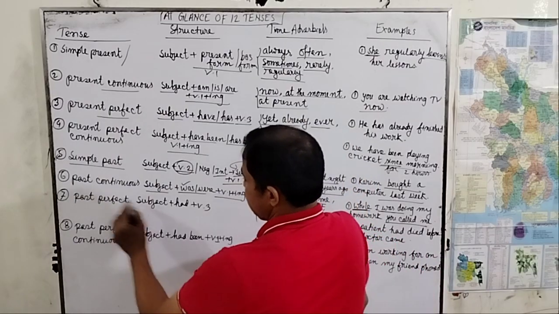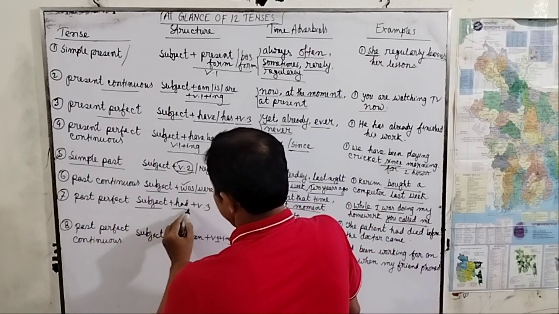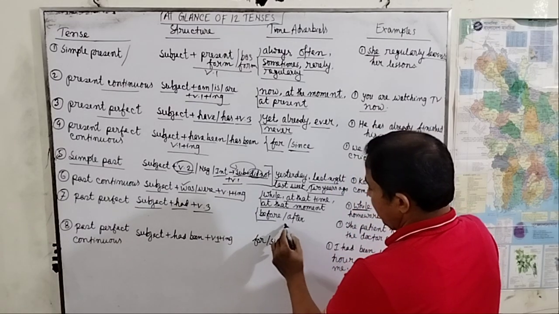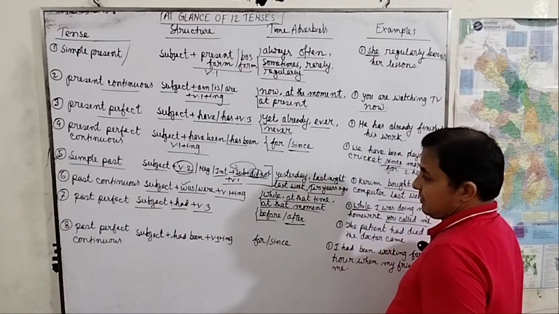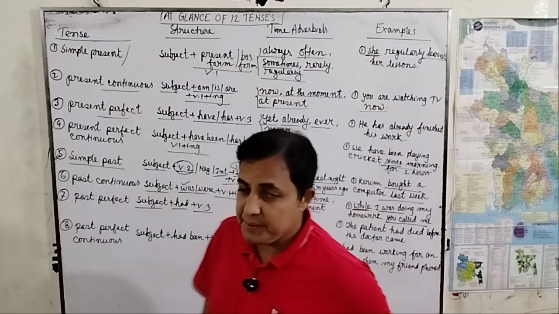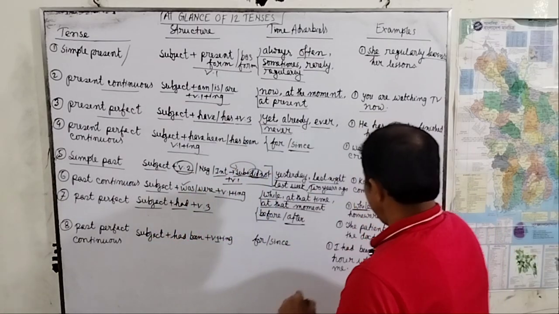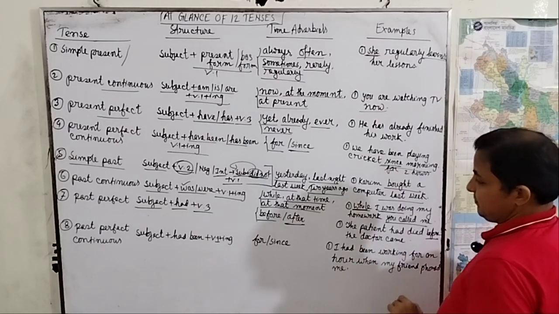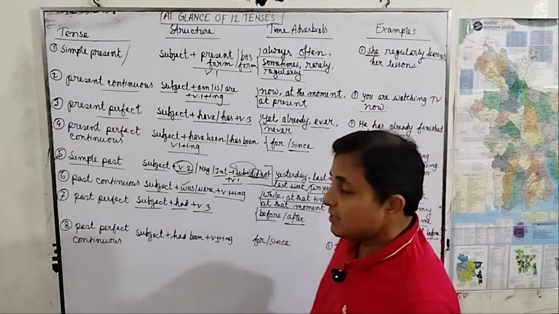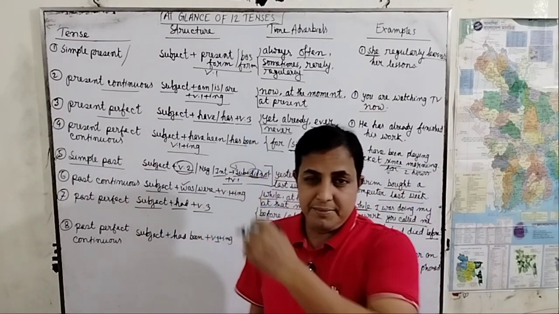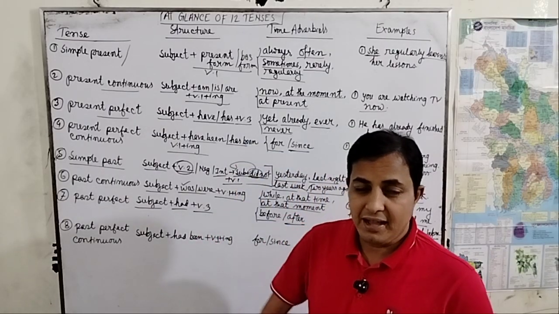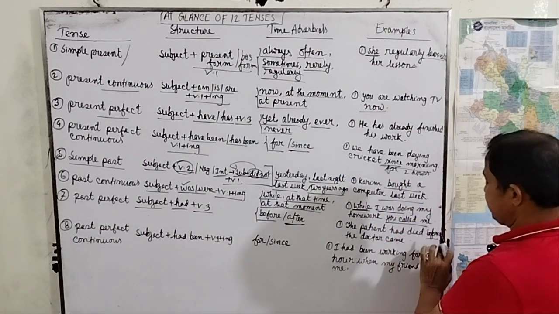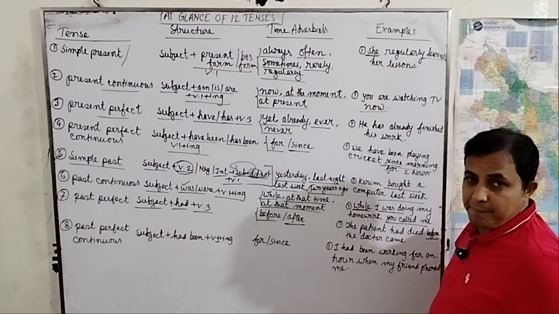Past perfect: subject plus had plus B3. And adverb clause: before, after. Example: the patient died before the doctor came. If I use the adverb of time after, I have to reverse. Reverse means: the patient died after the doctor had come.